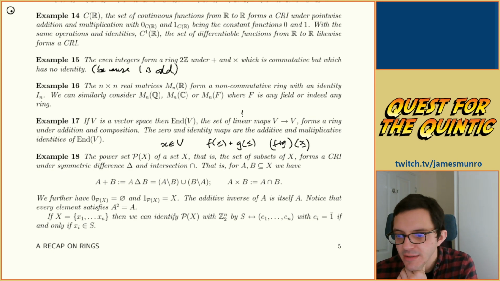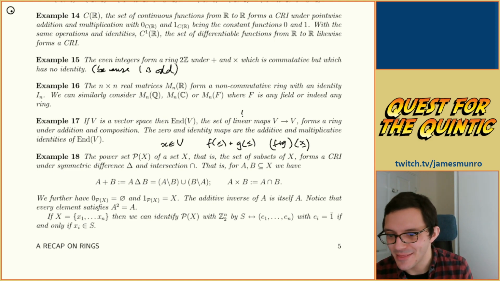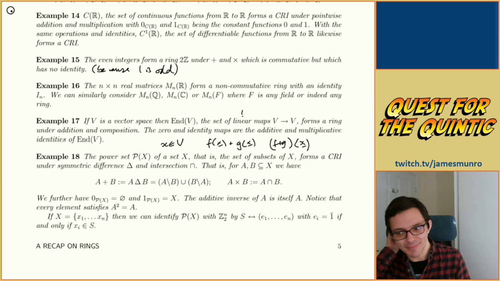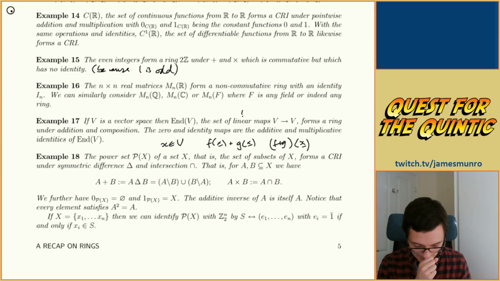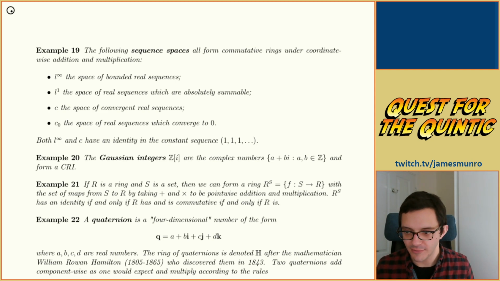Power set p of x. Okay, right, okay. Let's not think about power sets right now. There's all set theory going on here, so I'm fine. Okay, there are diverse examples of what a ring might be. Good. Sequence spaces, do I want these? Not so much. Gaussian integers I love a lot.